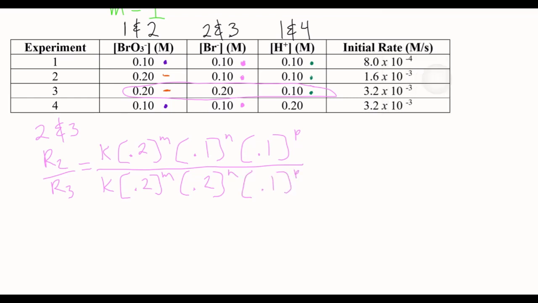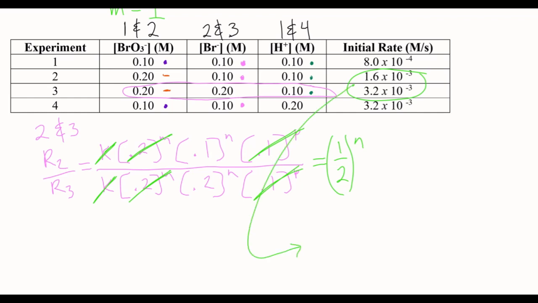Okay, now we're going to look and see which ones are going to cancel out. So the K cancels, the M cancels, and the P cancels. So we are going to get 0.1 divided by 0.2, which is (1/2) to the n power. And now we're going to look at those rates for 2 and 3. So 0.16 times 10 to the negative third divided by 0.32 times 10 to the negative third, which is also 1/2. So (1/2)^n equals 1/2. So n is equal to 1.